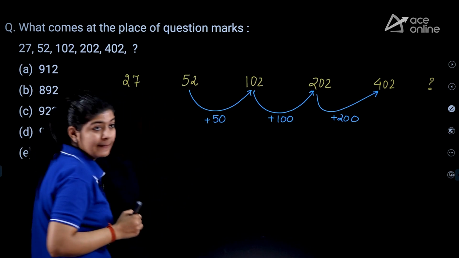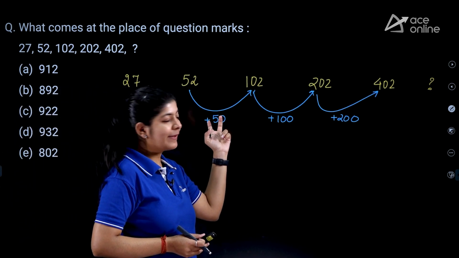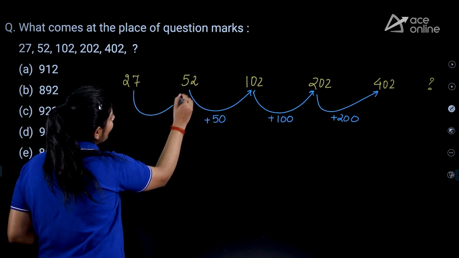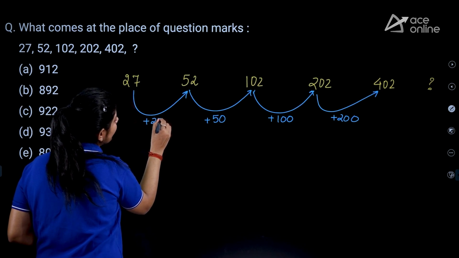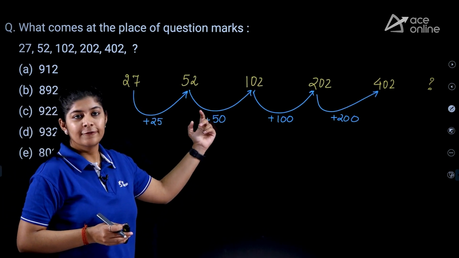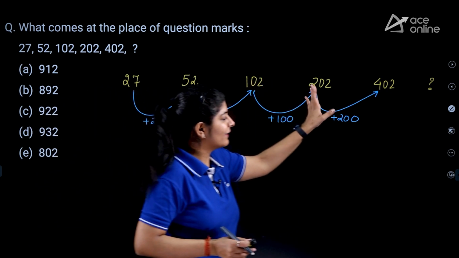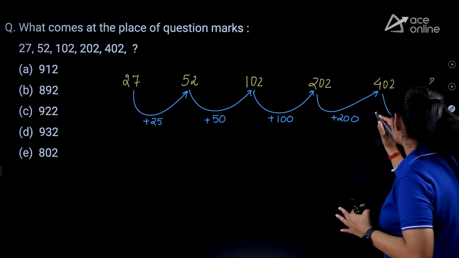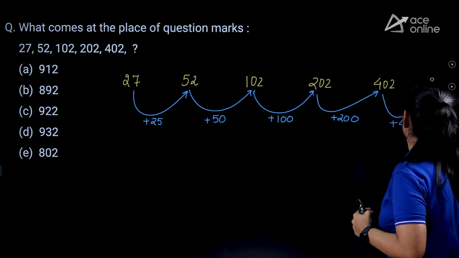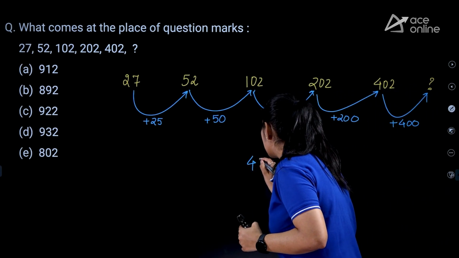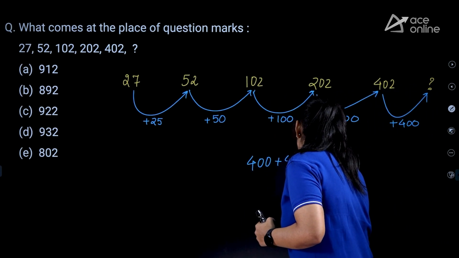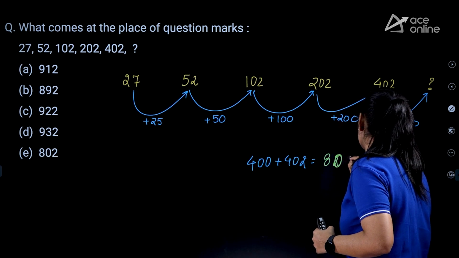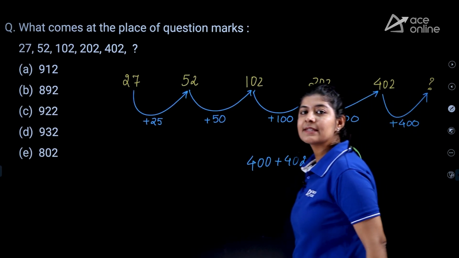When I sense the pattern over here, I can easily say that here also I am having a pattern of plus 50. The double of 50 is 100. The double of 100 is 200. And here also we are having a difference of plus 25, and the double of 25 is 50. So here we are having a pattern of double the difference. So when I double this particular value, I have to add 400 to it. And when I add 400 to 402, the ultimate answer that I am getting is 802.